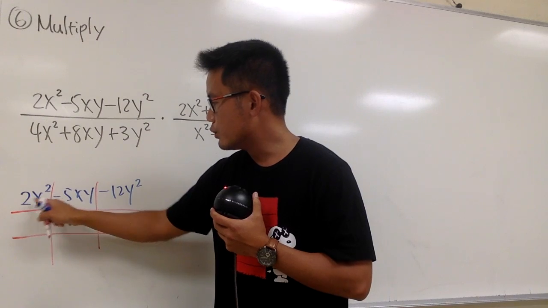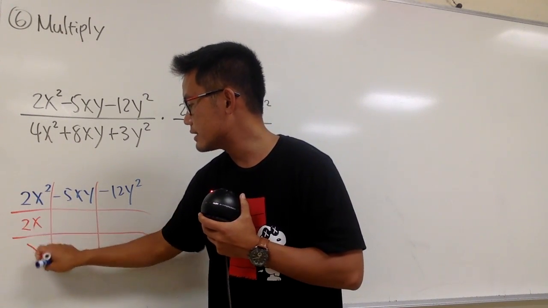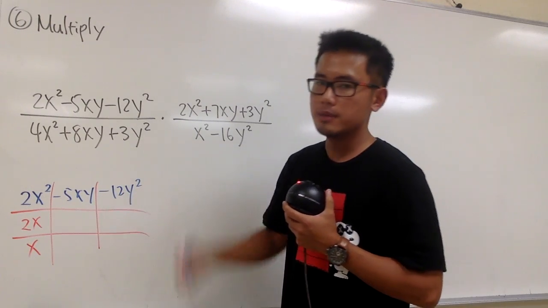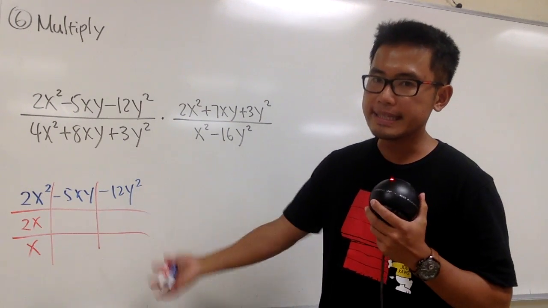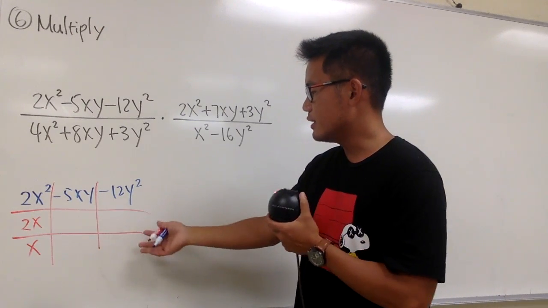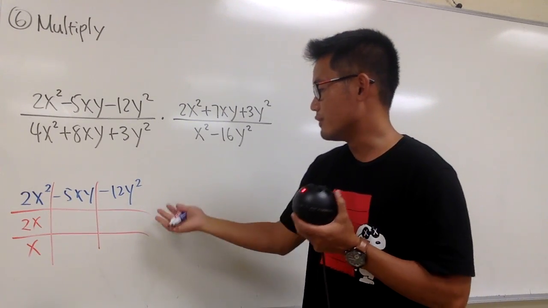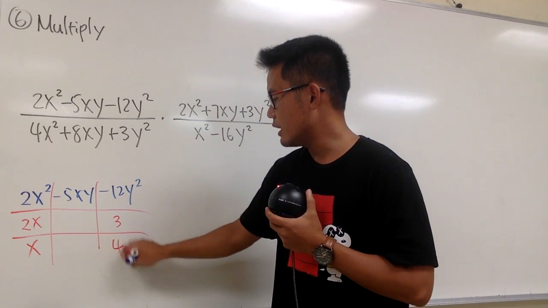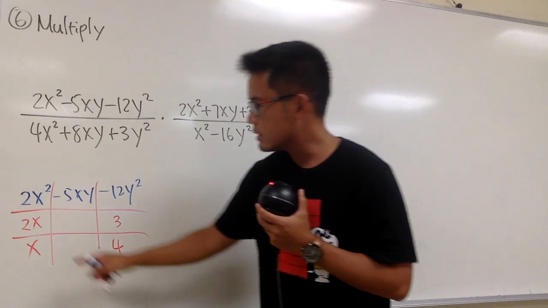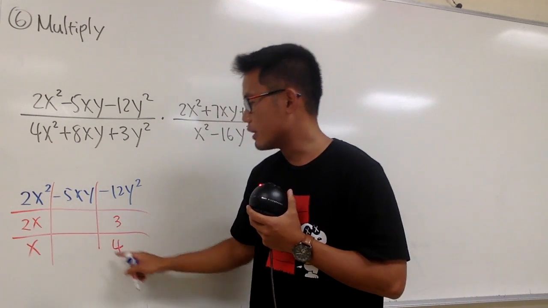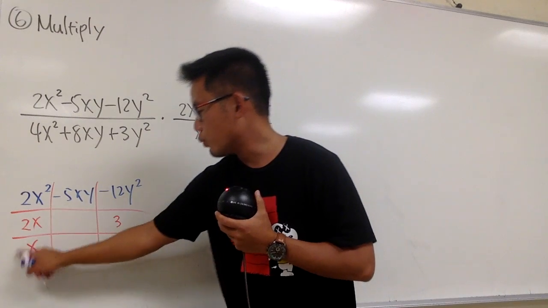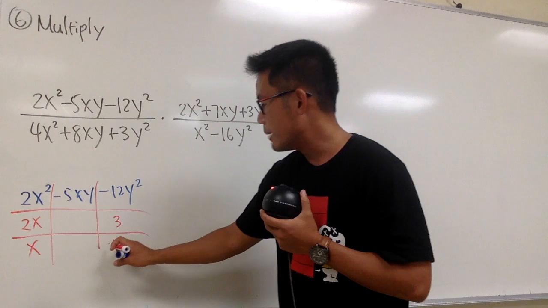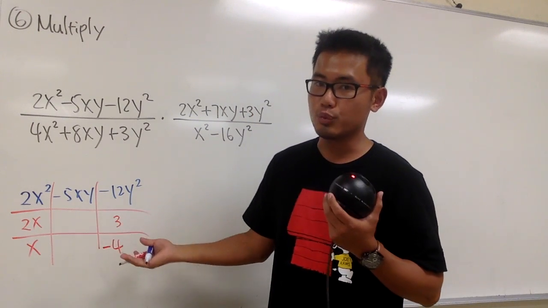What times what will give us 2x squared? Well, let me use 2x times x. And now, what times what gives me -12y squared? Maybe we can use 2 and -6, or maybe -1 and 12, or something like that. 3 and -4, right? But I'm going to use 3 and 4, and let me put it down here for now, because I notice if I do 2 times 4, that will give me 8. And then 3 times 1, that will be 3. And you know, I want to get -5. So I'm going to put down -4 right here, and that's going to work.